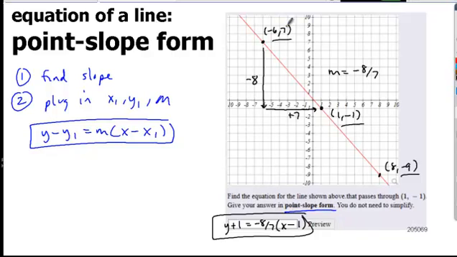But there are some other possibilities. I could have also said y minus 7 equals -8/7 times x minus a -6. I could have also said y minus a -9 equals -8/7 times x minus 8. And so those would be 2 additional possible answers based on what you see in the graph.